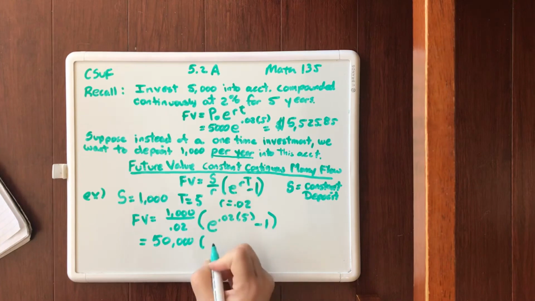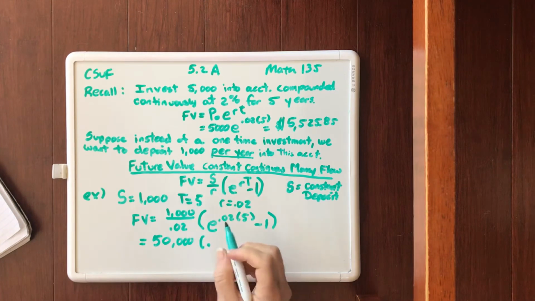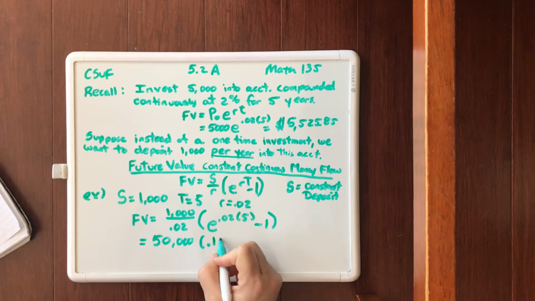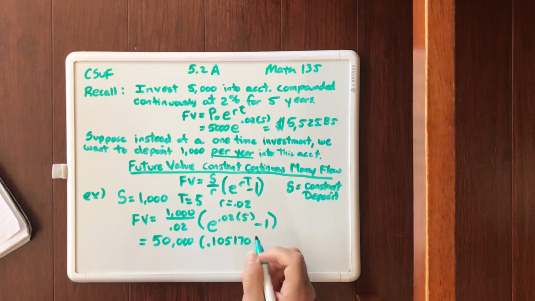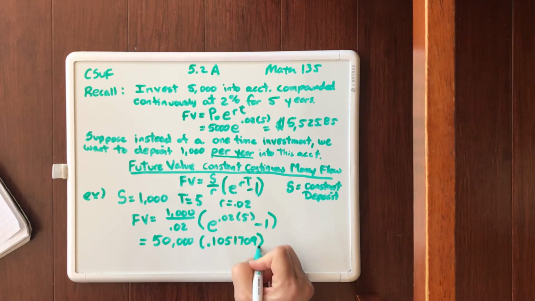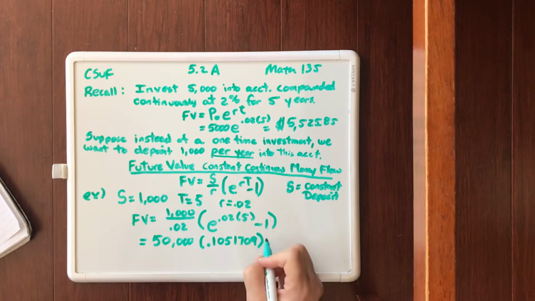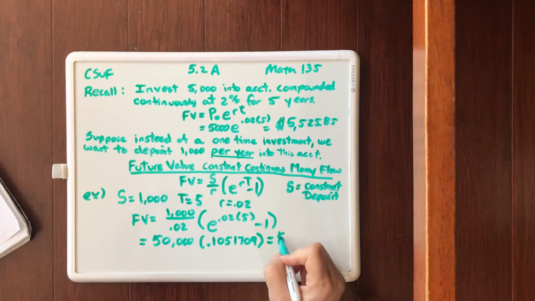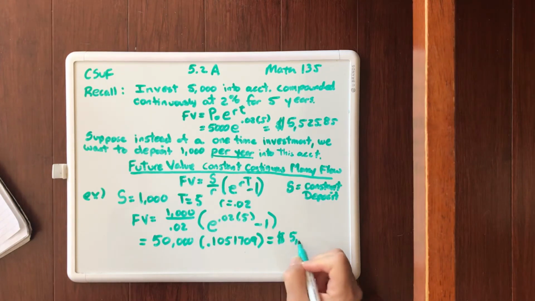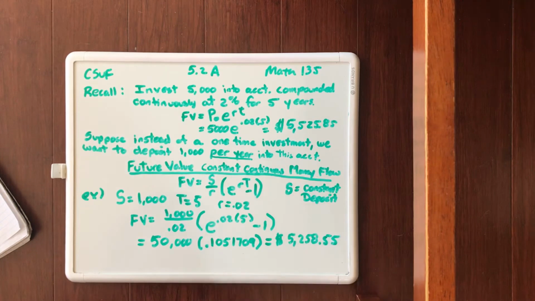When you do all of this, and I always recommend when you're dealing with money, especially large sums of money, you want to take your decimals out all the way that your screen will show you in your calculator. You'll have less round off error that way. So when we multiply that, we should end up with $5,258.55. All right, let's do another problem.